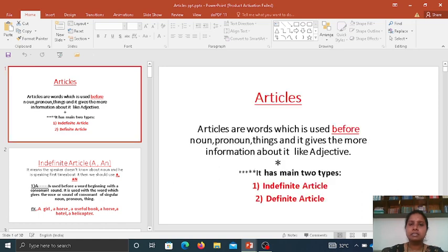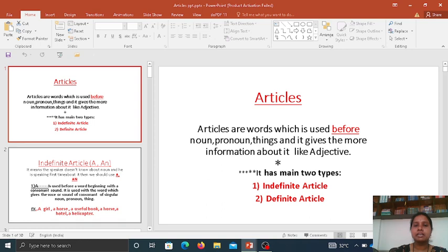What is meant by articles, and why do we learn articles in English grammar? Articles are an important part of English grammar and they give more information about the noun, pronoun or adjective. Here is the definition: articles are words which are used before a noun, pronoun or thing, and they give more information about it, like an adjective. That is the definition. Articles have two types. The first one is the indefinite article and the second one is the definite article.